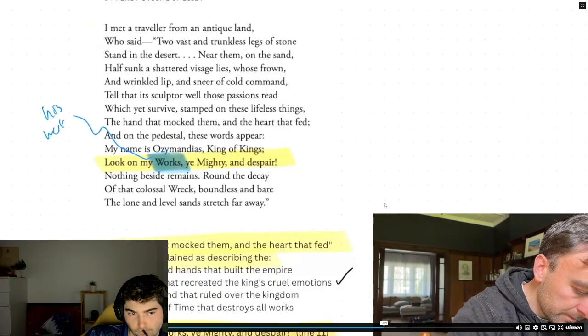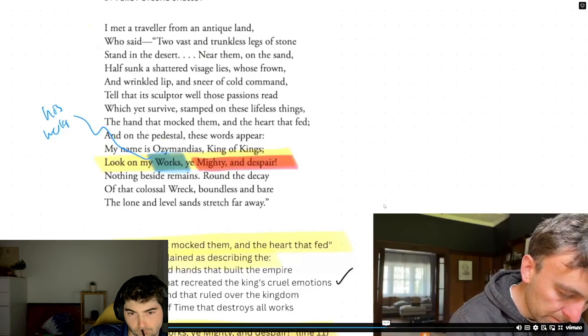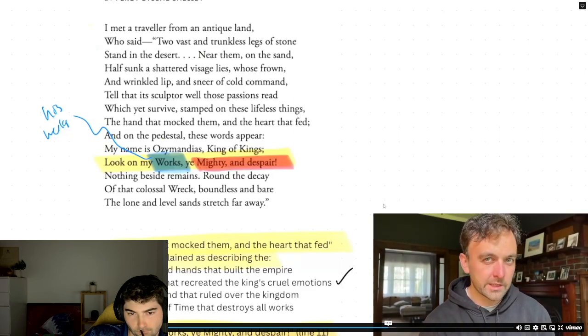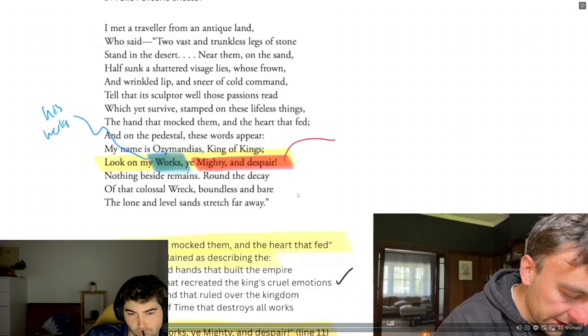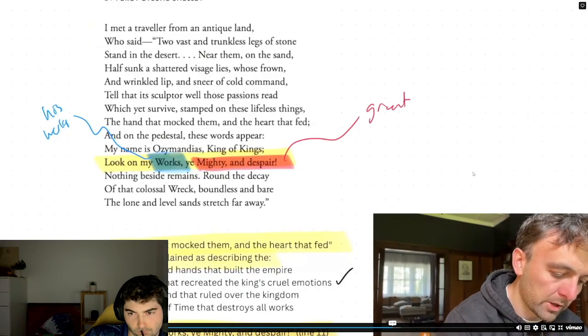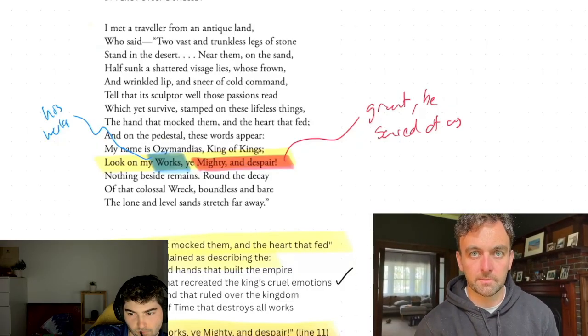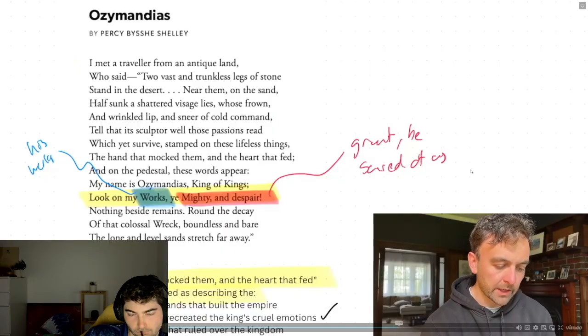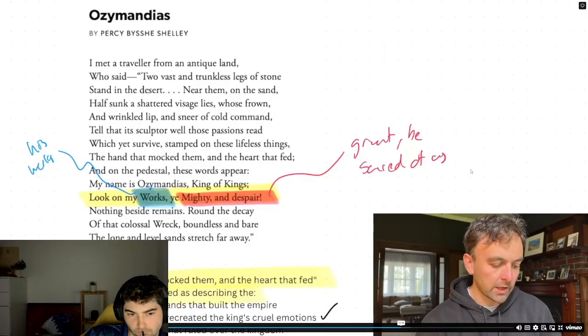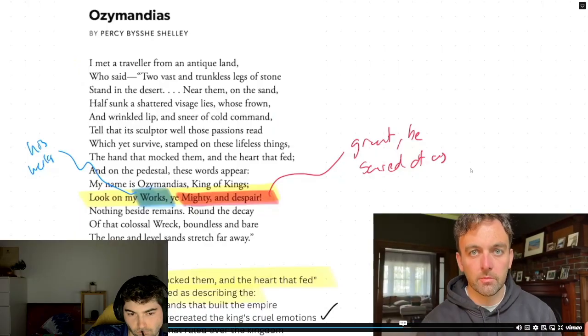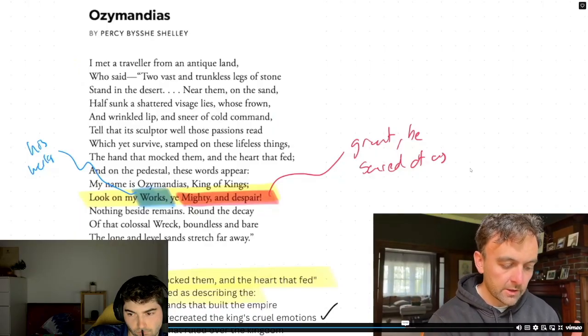His works. They're mighty. Mighty and despair. So what do I think that means? Well, again, we already have an idea of this king. It's this mean king, and he's saying, look, they're so great, be scared of us. Like he's boasting about his works, really. But are there any other clues? If you take the explicit meaning, you would say he's a mean ruler, he's talking about his works, and be scared of us, they're so mighty. And literally, that is what is said on the pedestal.